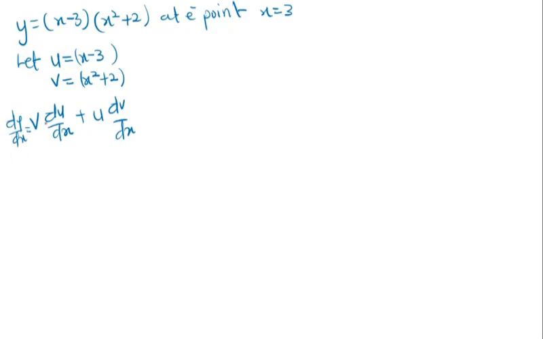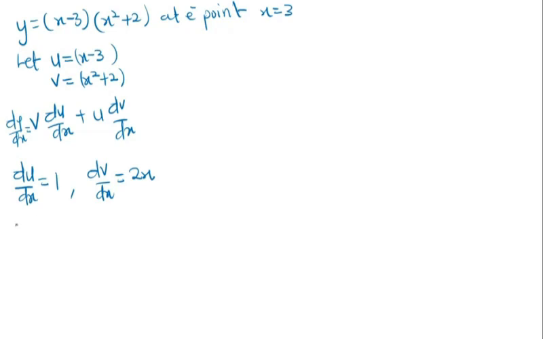So first of all, it means we need to differentiate our u, which is what we have over here, and then multiply it with v, and then we hold u, and then we differentiate v, and then we multiply it. So let's go ahead and do that. If we differentiate u, which is du/dx, we are going to get, if we differentiate x minus 3, we will just get 1. Now if we differentiate v with respect to x, this is x squared plus 2.